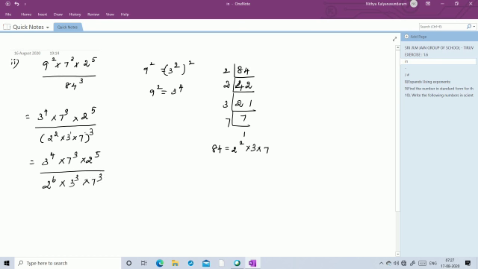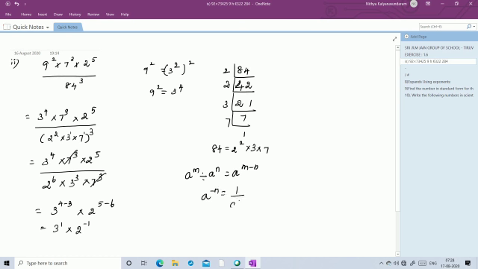If there is no power, we will consider it as 1. 1 into 3 is 3. Then 7³ we can cancel. So bases are same. In division, a^m divided by a^n is a^(m-n), so powers we can subtract. So 3^(4-3) multiply 2^(5-6). So 3¹ into 2^(-1). A^(-n) we can write as 1 by a^n. So 2^(-1) we can write as 1 by 2. So the answer is 3 by 2.